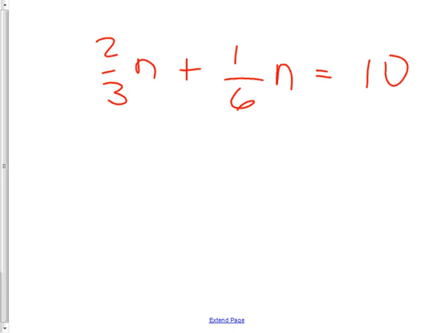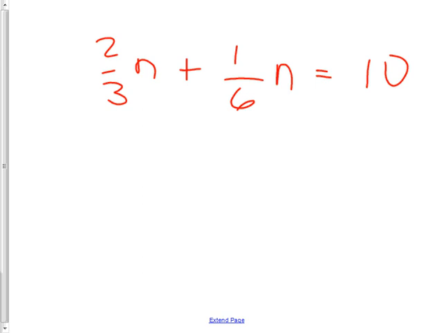I'll show you one more time. Let's say it was 2/3 n plus 1/6 n is equal to 10. Now on this one, if I times by 3, it'll fix one of my fractions, but it'd be smarter to times by 6, because that'll fix both of them.